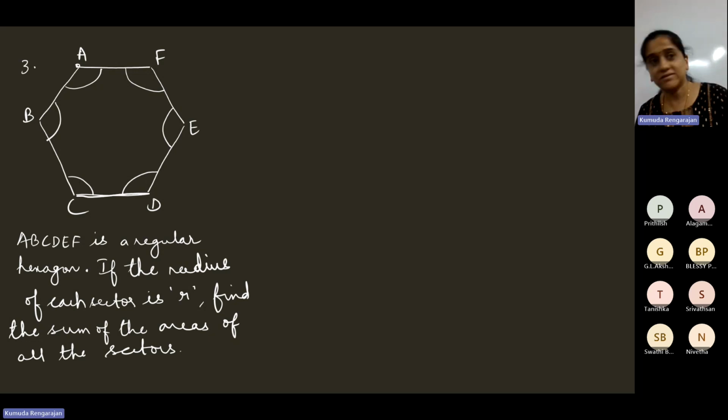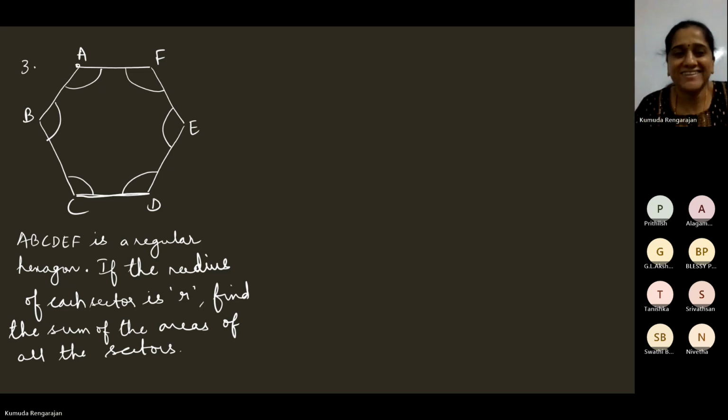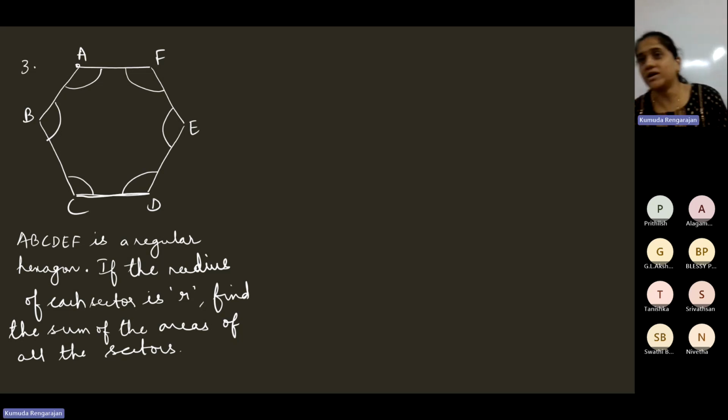44 by 7 r square. 44 by 7 r square. Why that hesitation, Tom? Perfect. Very good. So I got the answer from two of us here, Bhavishya and Mohammed Hasif. 44 by 7 r square is the correct answer.